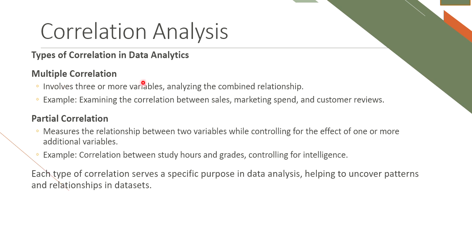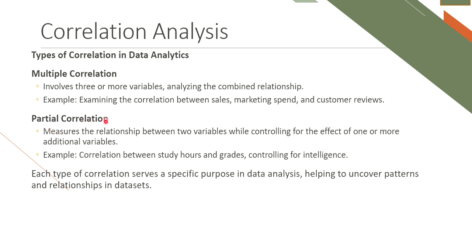Then multiple correlation involves 3 or more variables. Instead of taking two things, we can take 3 or more combined together. That is sales, marketing spend, customer reviews. Still more you can keep on adding. So that comes under multiple correlation.